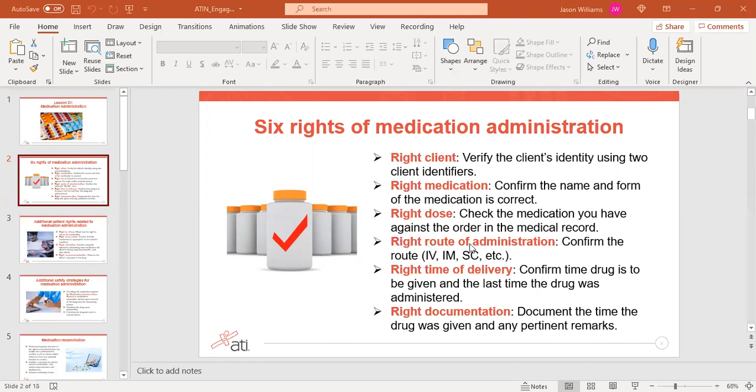It talks about right route. What are different routes that we can give medication? IM, oral, IV, suppository, subcutaneous, topical, inhalation, sublingual. Yeah. Vaginal. I say that, but yeah, there are multiple routes that we can give medications. We want to make sure we give the medication via the right route.